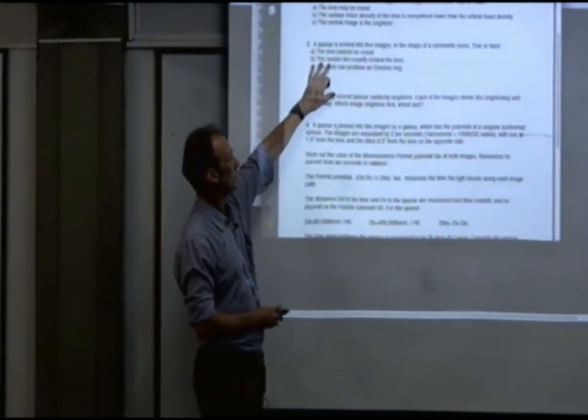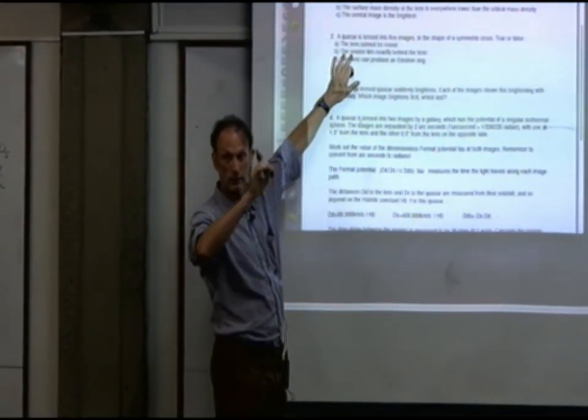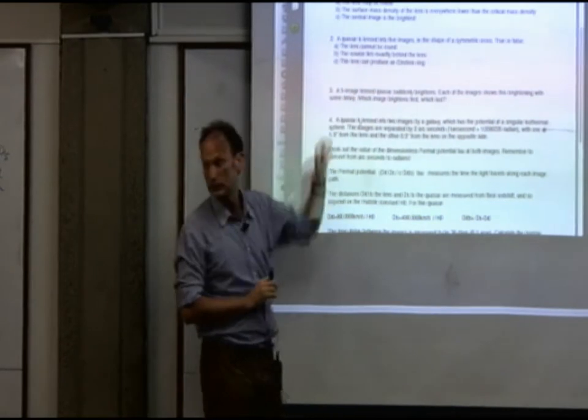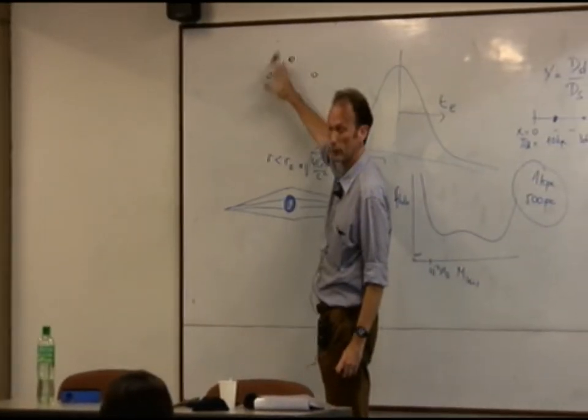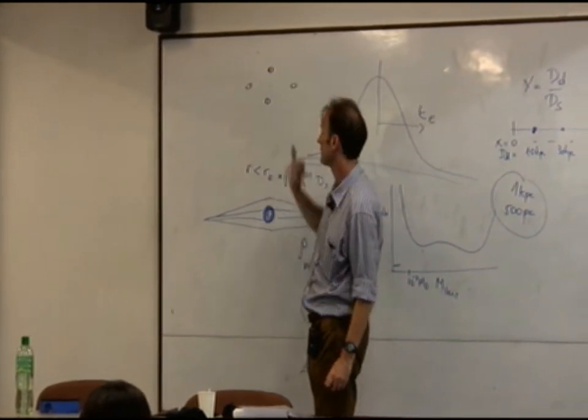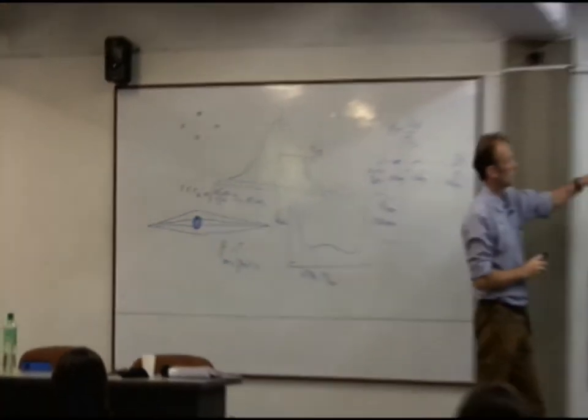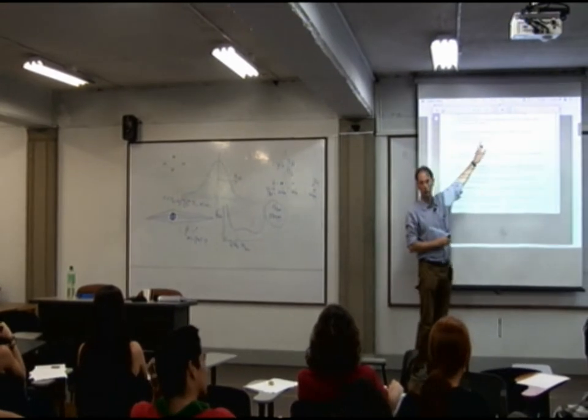By symmetry, you can see that the source lies right on the axis, right behind the lens, so this was true. If you put the quasar somewhere off the side, then you will still get multiple images, maybe, but they will not be symmetric like this. But the third question was, can this lens produce an Einstein ring? And almost all of you thought it could.